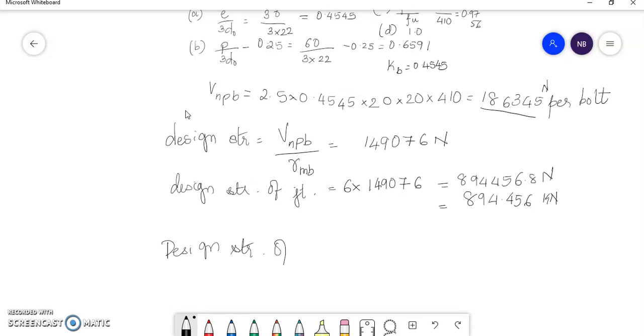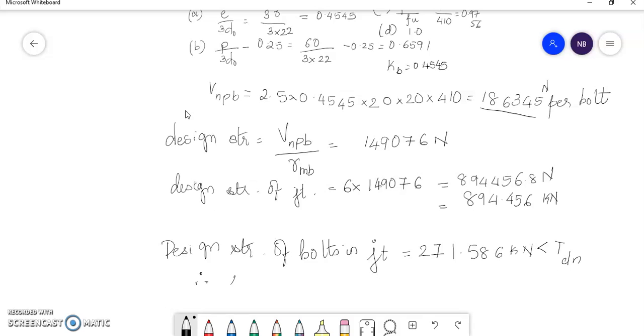Design strength of bolts in joint is 271.586 kilonewton. This value is less than the design strength of the plates.